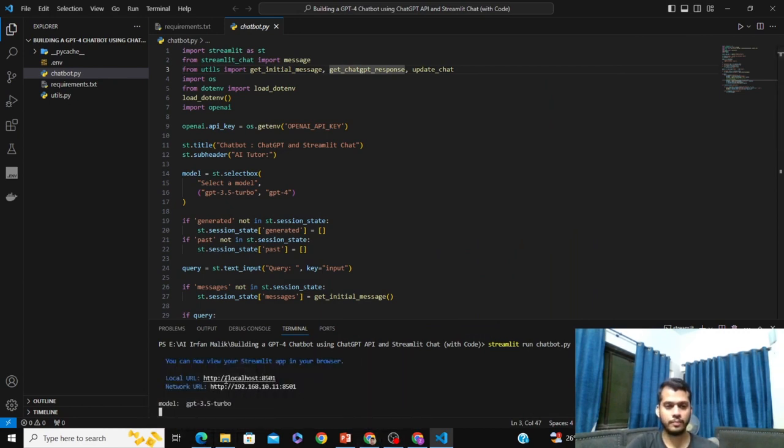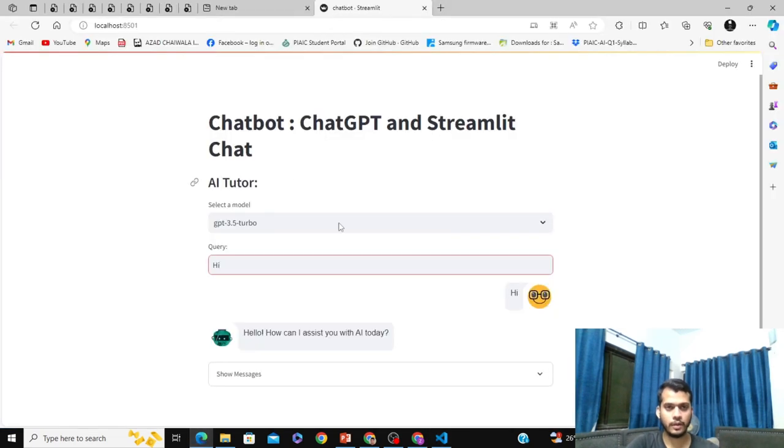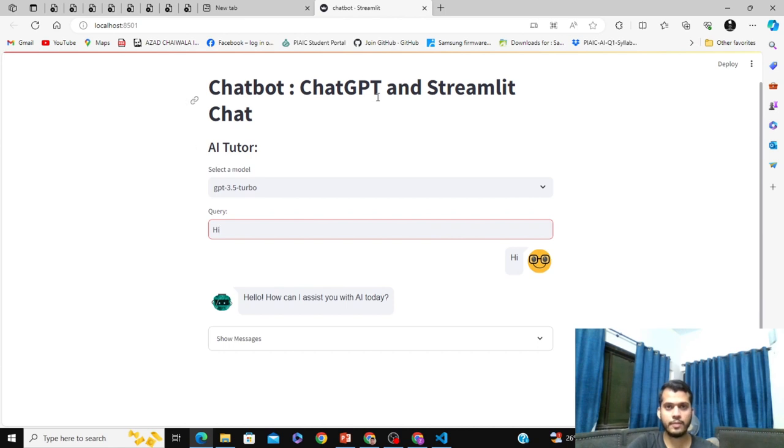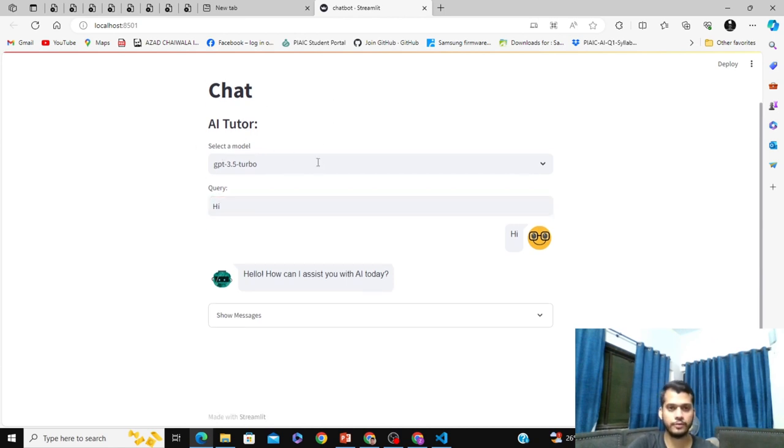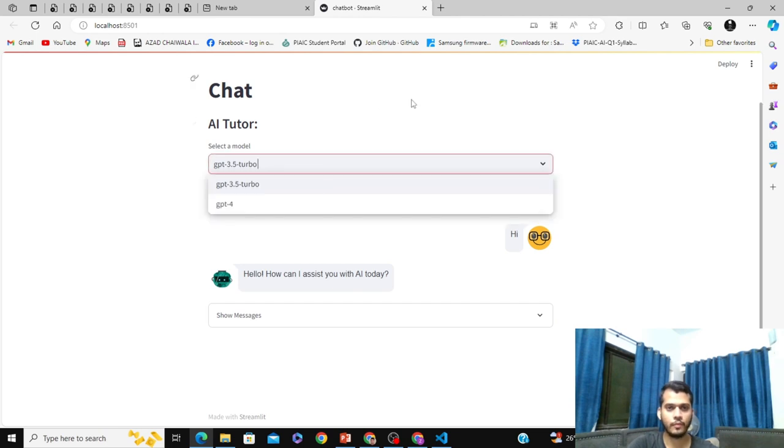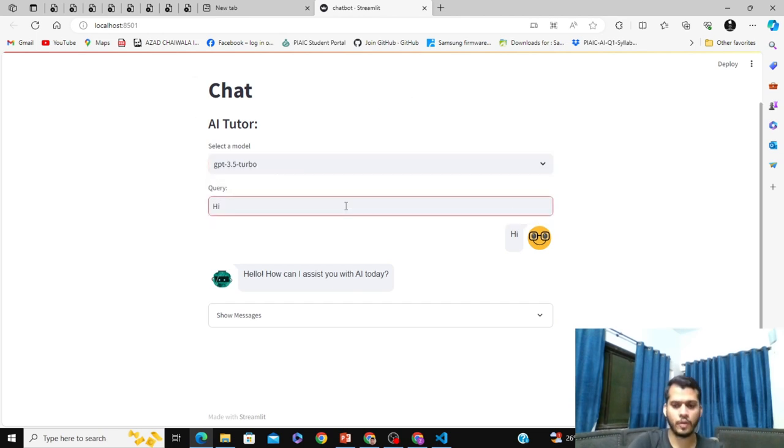Now run the local app and see this. Chatbot, ChatGPT, an AI tutor model. Okay. Now, what is AI?